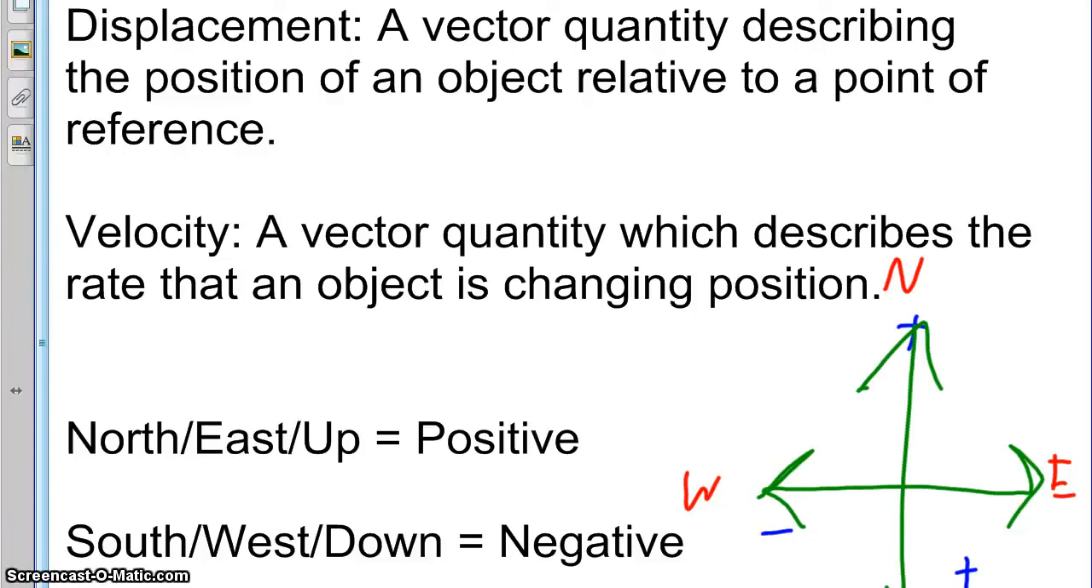Alright, so we're going to do a quick lesson on vectors, different types of vectors. Specifically, we're going to look at displacement and velocity. We had talked about in class what a vector is. A vector is a quantity that has direction and magnitude.